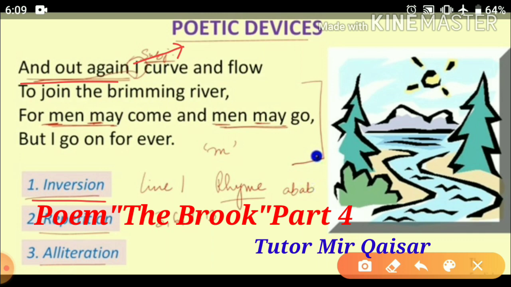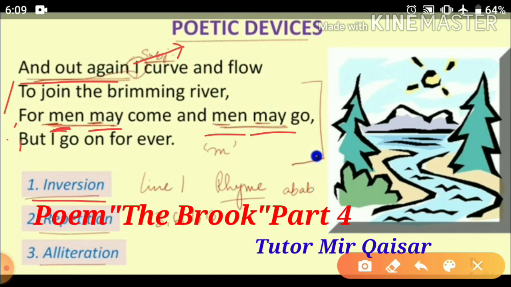And the second poetic device here is repetition. Repetition is firstly these three lines, and the second instance of repetition can be seen in this line, "man may, man may." These words have been repeated. And the alliteration. Alliteration is the repetition of the same sounds, and the same sounds can be seen here. "Man may", that means the m sound has been repeated, m and m, and again here m and m. This sound has been repeated again and again. This is called alliteration.